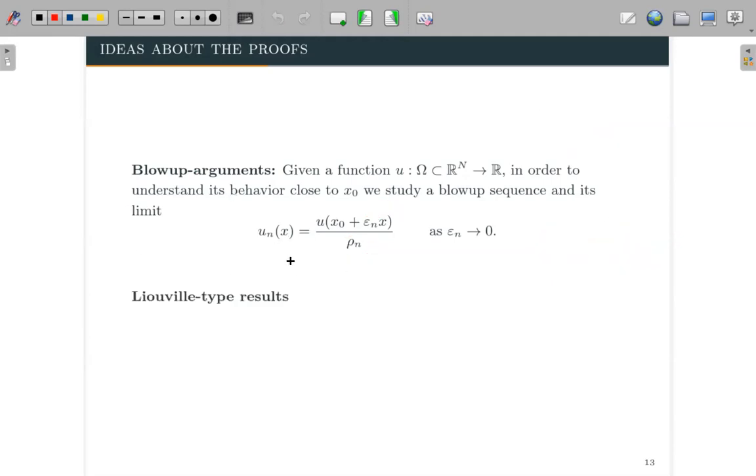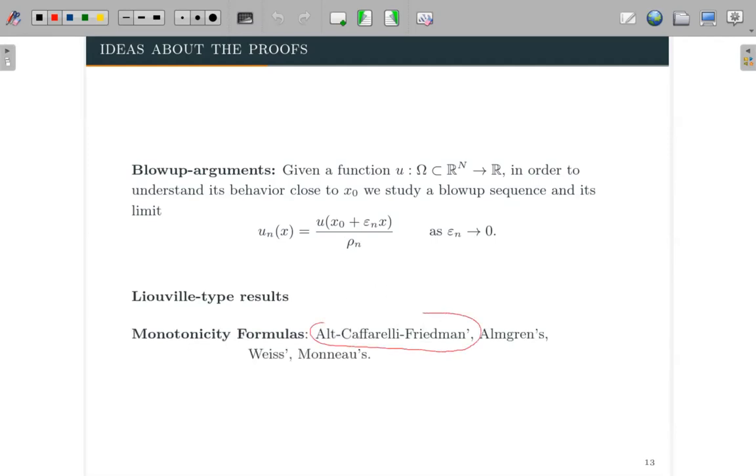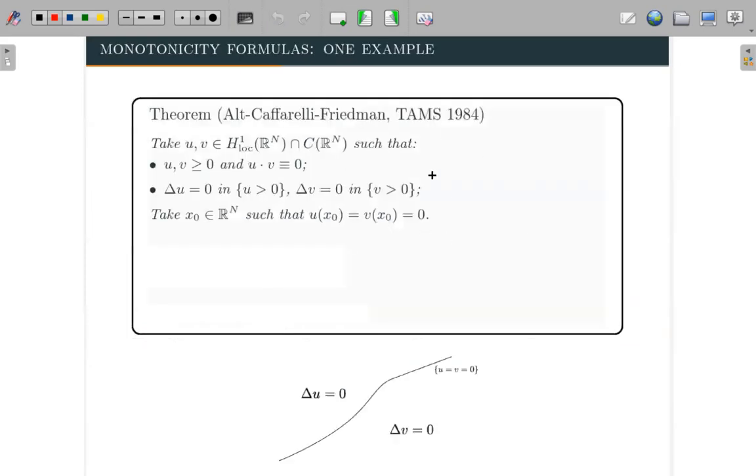Then you have Liouville type results and something which is called monotonicity formulas. And I will just state this one to give you an example if you don't know them. But they are basically very clever formulas that help you with very few regularity assumptions to study the behavior of certain functions close to some point. So you typically take some integrals on balls centered at a point, and you study how those quantities evolve when the radius increases or decreases.